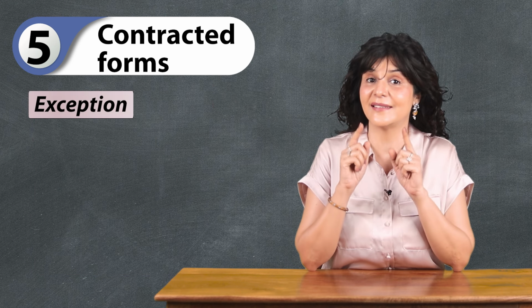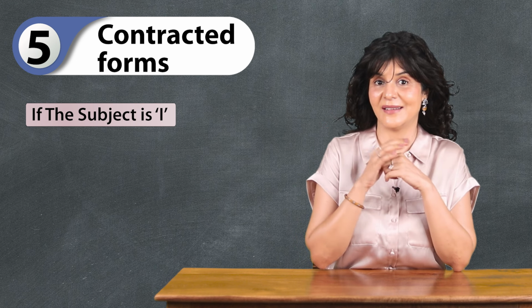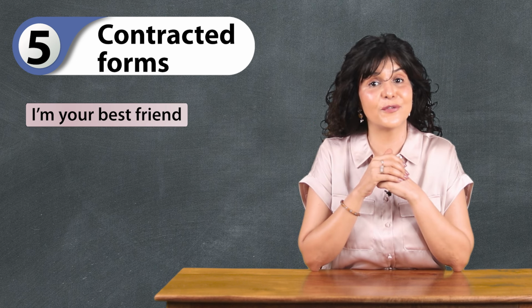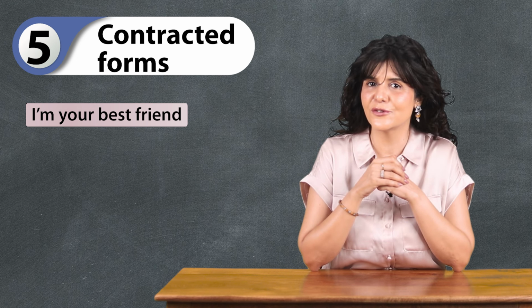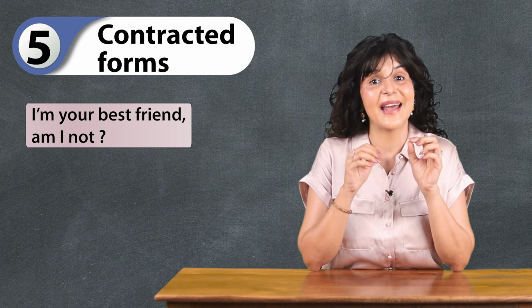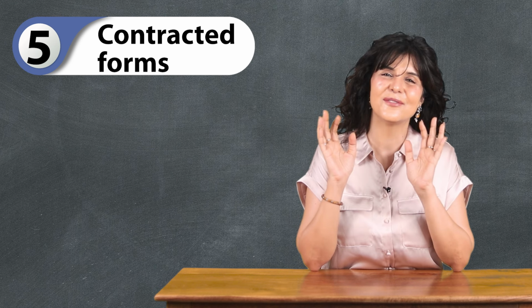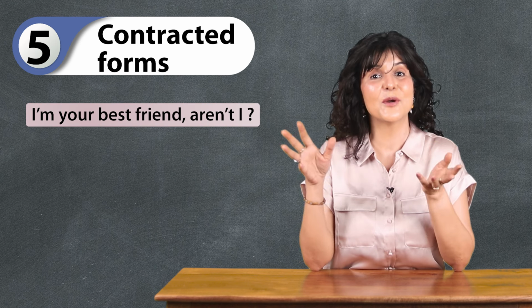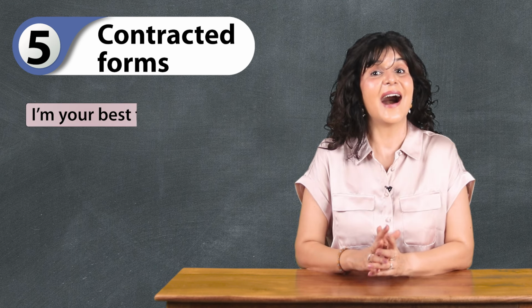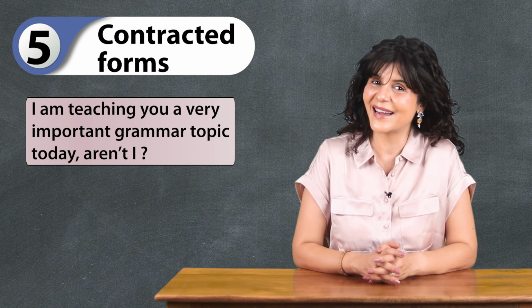And now for the exception. If the subject is I, take a look at this sentence. I'm your best friend. Now if you want to add a question tag to this, how are we going to do it? You can say, I'm your best friend, am I not? But it sounds very old-fashioned. Instead, we say, aren't I? I'm your best friend, aren't I? I'm teaching you a very important grammar topic today, aren't I?